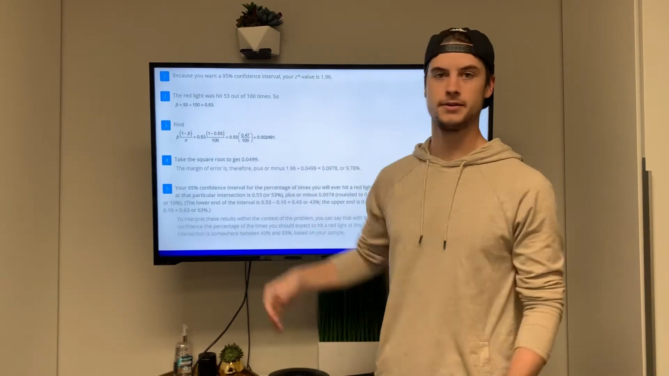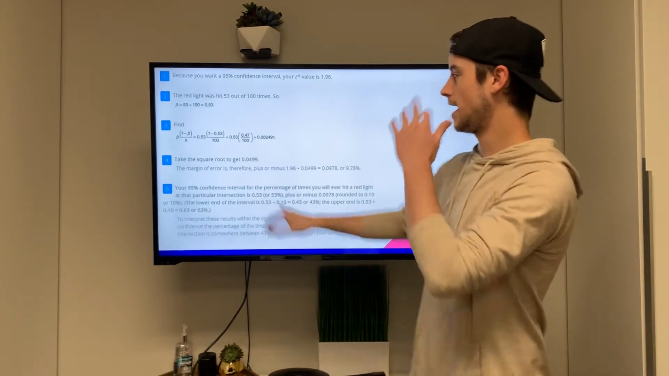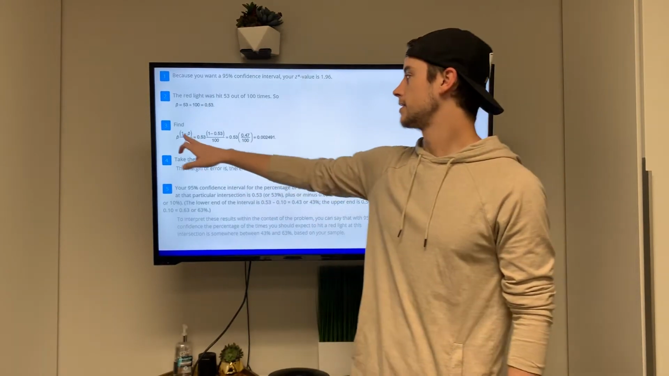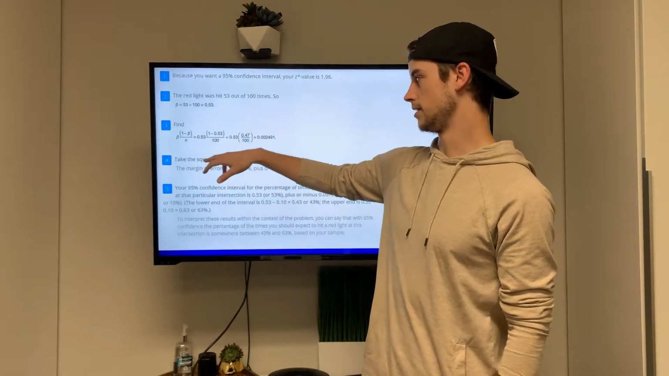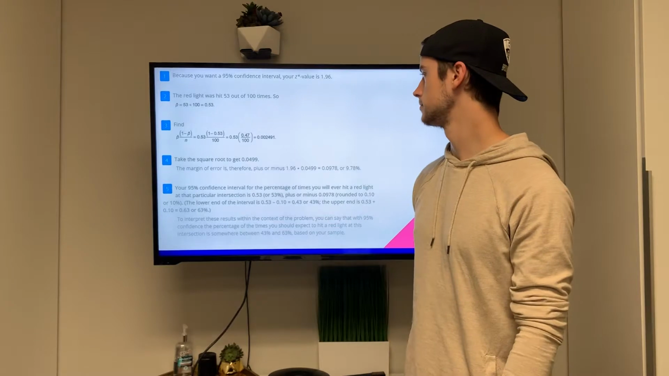53 divided by 100, that's easy, 0.53. So p hat is 0.53. Next thing we do is we take p hat and multiply it by 1 minus p, and then we divide it by our sample.